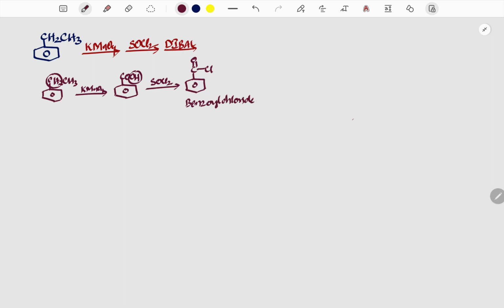Chloride. Now it is treated with DIBAL-H, diisobutyl aluminum hydride, at minus 78 degrees. Therefore H minus attacks, the leaving group will leave, and finally it gives the corresponding benzaldehyde.